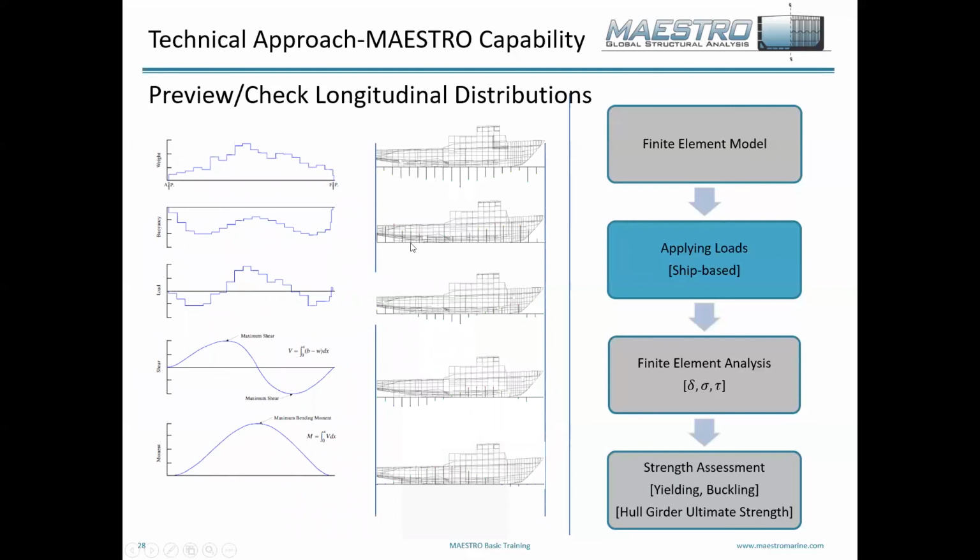So you can do a quick preview check. We saw these plots earlier for the various loads along the length of the vessel: the weight, buoyancy, net force, shear, and bending moment. And when the model is in equilibrium, everything should be in closure at both ends.